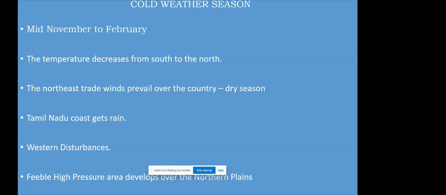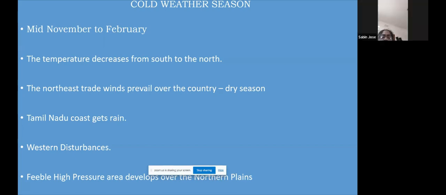These northeast trade winds are coming from land. You can see from this direction they are coming, from dry areas. So what is the speciality of the wind which is coming from land? Without moisture. You are able to see my cursor. So the wind is blowing in this northeastern direction, mostly from the land. And the wind which comes from the land will be dry wind. It doesn't carry much moisture, so it cannot cause rainfall. That is why major part of India experiences dry season in winter.